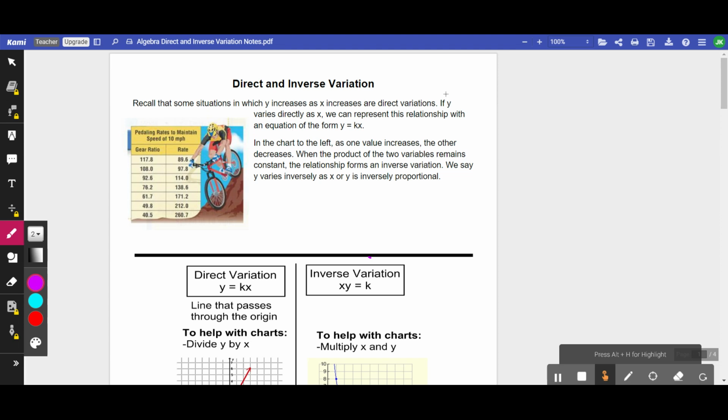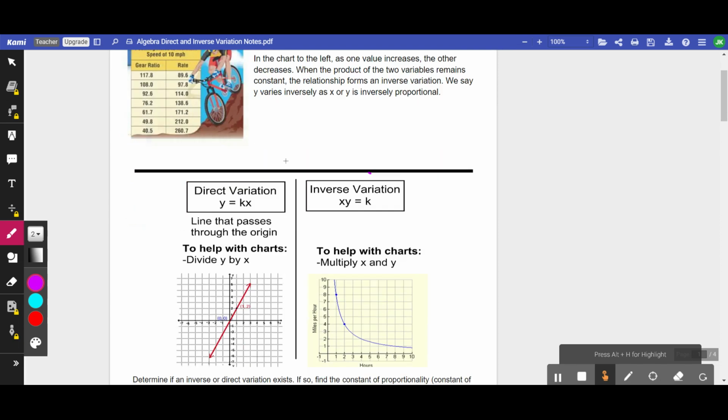In this chart to the left, if you notice, as the gear ratio is going down, the rate is going up. Also, if you multiply each of these together, you happen to get the same thing each time. That means, and we'll talk more about it, that for this table these would be inversely related or inversely proportional, so that would be an inverse variation. Like I said, we're going to compare them and work stuff out here.